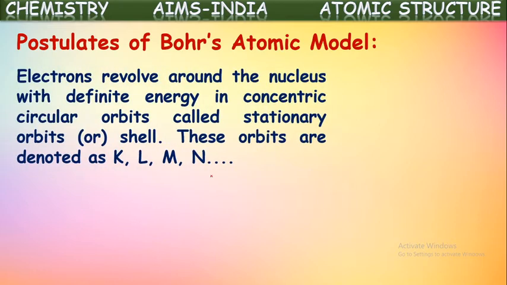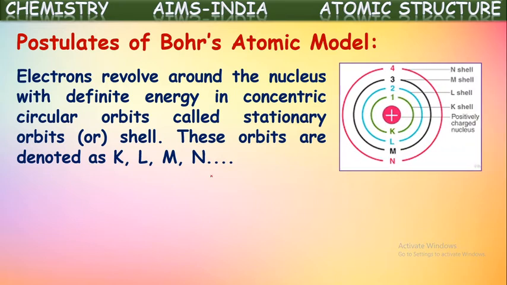First one is electrons revolve around the nucleus with a definite energy in concentric circular orbits, which are called orbits or shells. These orbits are denoted with the symbols K, L, M, N, and so on. Or these are given numbers 1, 2, 3, 4, and so on. Electrons are revolving around the nucleus in an atom in concentric circular imaginary paths. These imaginary paths are called orbits or shells.